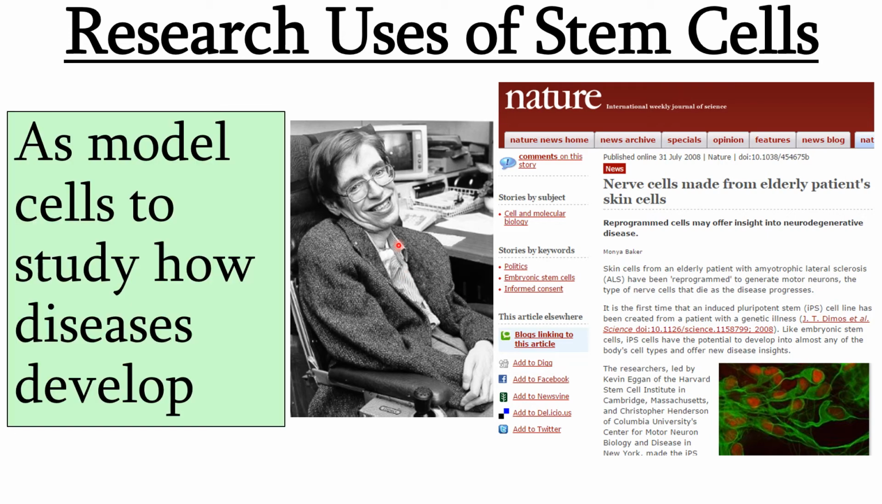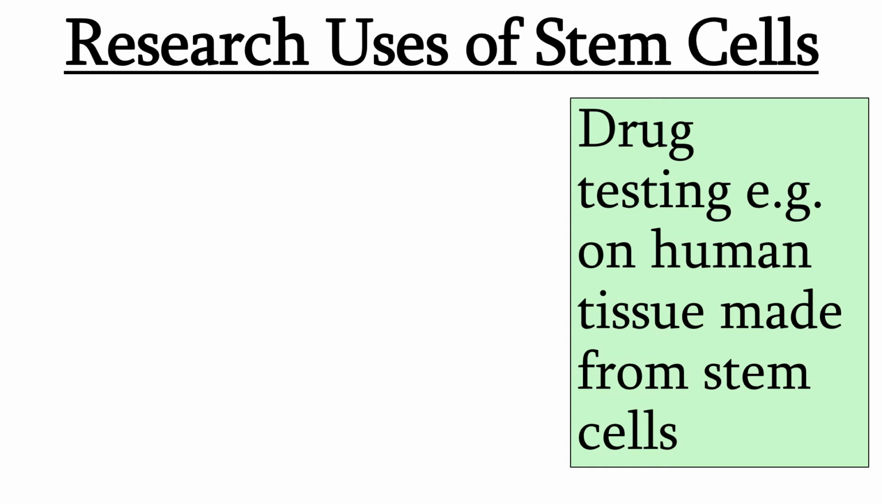Something else you could use stem cells for is a model to see how these diseases develop. So in this study here, they've taken skin cells from a patient with motor neuron disease, and they've looked at potentially what is maybe the genetic issue, or what is it that's causing those cells not to function in the way that they should. So, model cells to study how diseases develop.